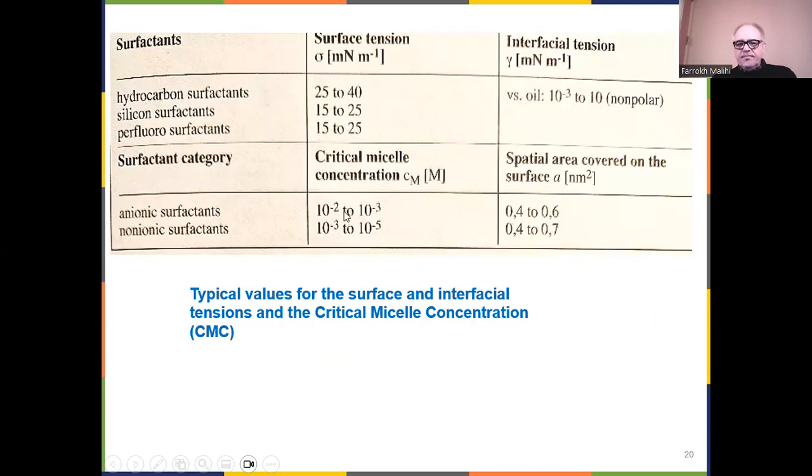For example, anionic surfactants tend to have CMC in the range of 10 to the minus 2 to 10 to the minus 3. The non-ionic surfactants are orders of magnitude lower in CMC.